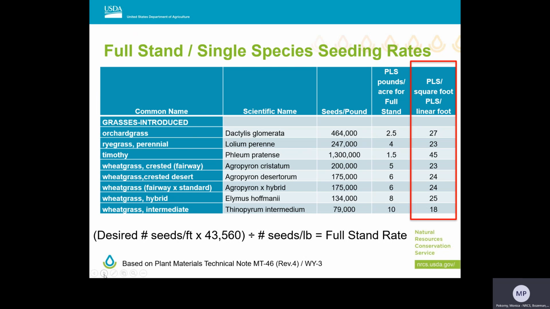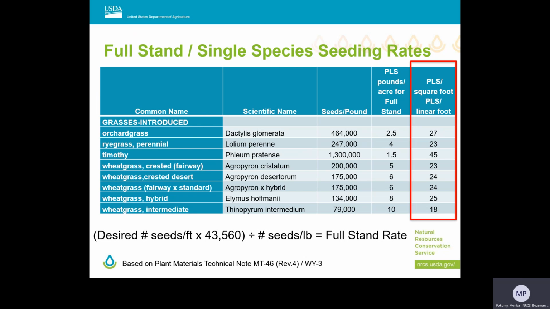This table again is from our plant material tech notes, and I just want to show you how we calculated some of the full stand rates of these species. So again, you're using this calculation, the desired number of seeds per foot, the area of an acre, divided by the number of seeds per pound to get the full stand rate for a drill seeding with 12-inch row spacings.